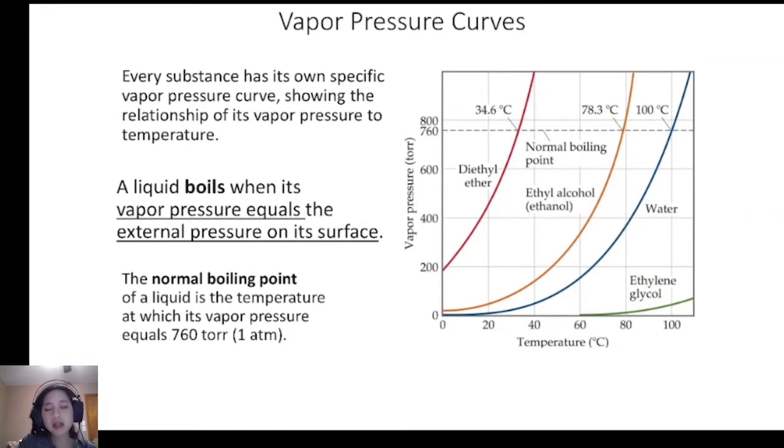So here, every substance has its own specific vapor pressure curve. Essentially, a vapor pressure curve is just a graph that shows the relationship between vapor pressure and temperature of a substance. These are a couple of vapor pressure curves of different substances. If I look at water, at room temperature, around 70-ish degrees, if I had a sample of water in an evacuated flask at 70 degrees, you would probably read a vapor pressure of the container of about, I don't know, 250 torr or millimeters of mercury.